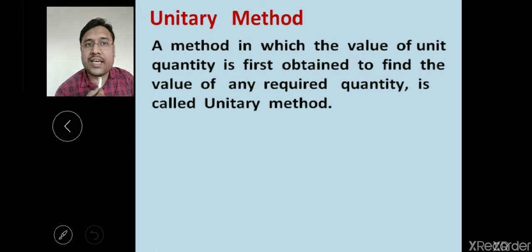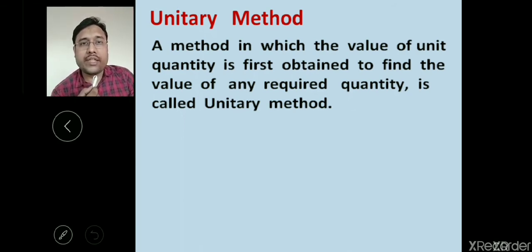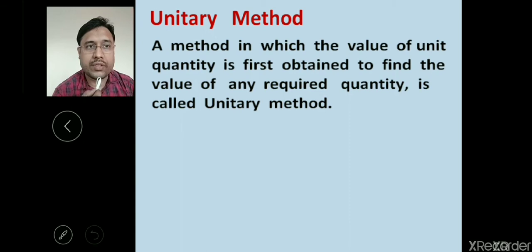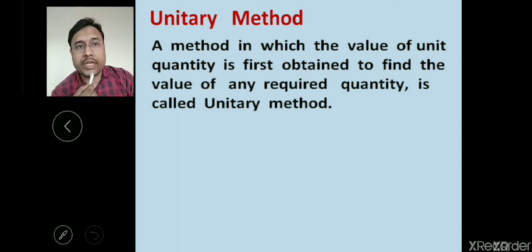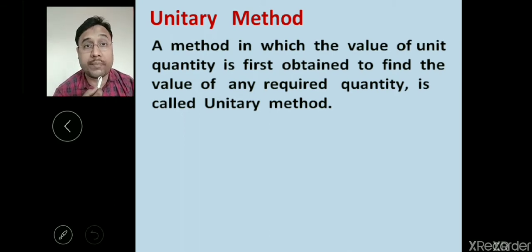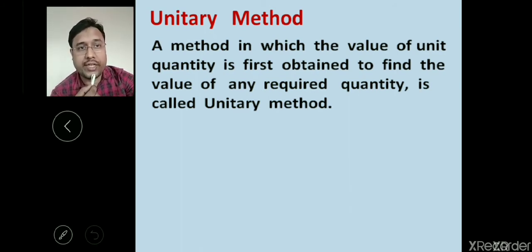What do you mean by the unitary method? We can understand it like this: a method in which the value of the unit quantity is first obtained to find the value of any required quantity. To find the value of any required quantity, first of all you have to find the value of the unit quantity. That's why this method is called the unitary method.